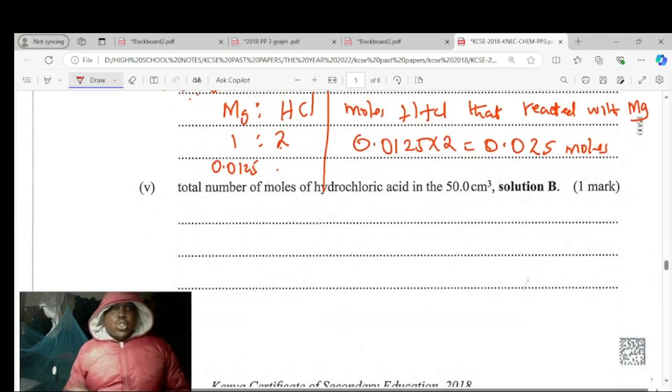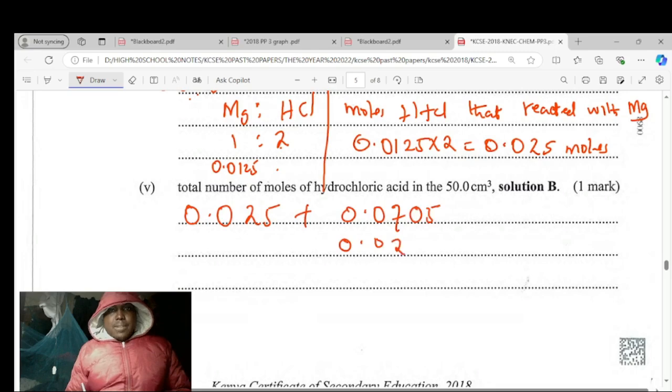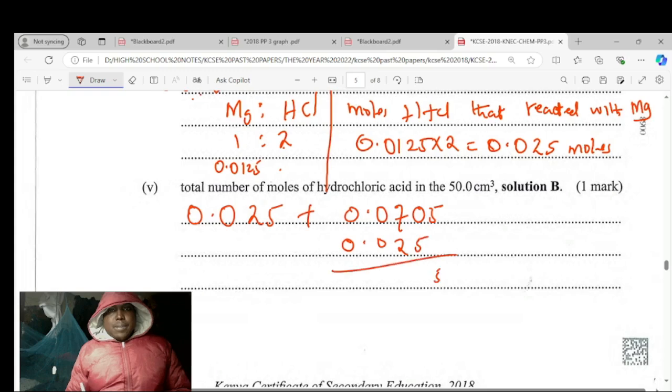Now we have found the moles in 250, and we have found the moles of acid that reacted with magnesium. So how do you get the total? Total, you just add. So it is 0.025 plus 0.0705. You simply add, so it will be 0.0955 moles. So that is the moles that were in solution B originally.